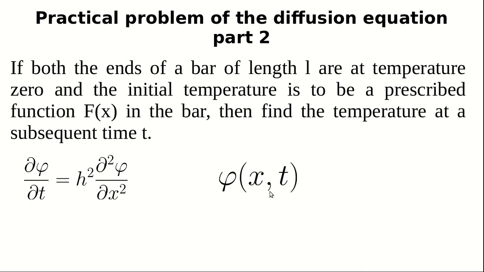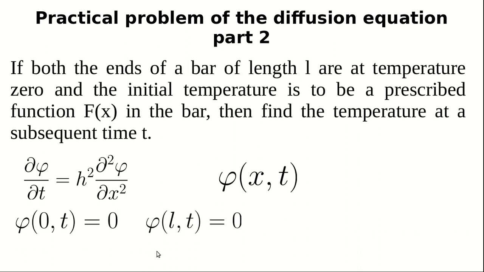From this question, we can bring out the boundary value problem for this equation. If both the ends of the bar of length L are at temperature 0, and we assume the beginning of the bar is 0 while the end is L, then if x is 0, the temperature there will be 0. That leads to this one. So at x equal to 0, the temperature is 0. Then also at x equal to L, the other end, the temperature will also be 0. That leads to the second boundary condition. These are the boundary conditions.